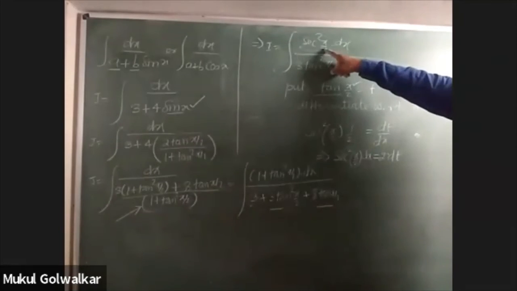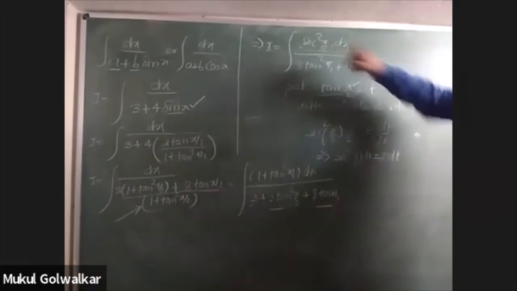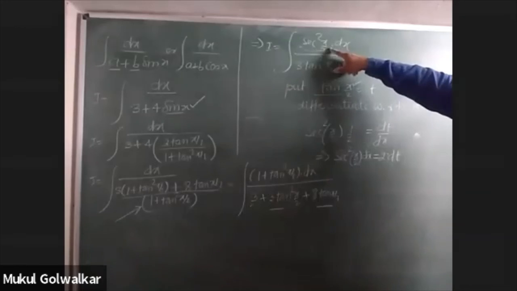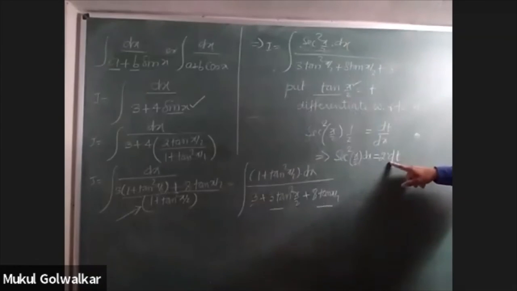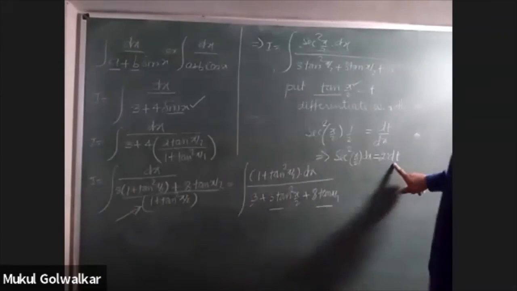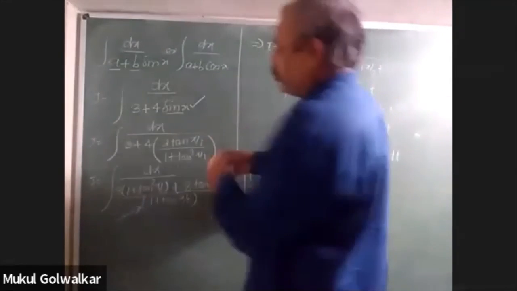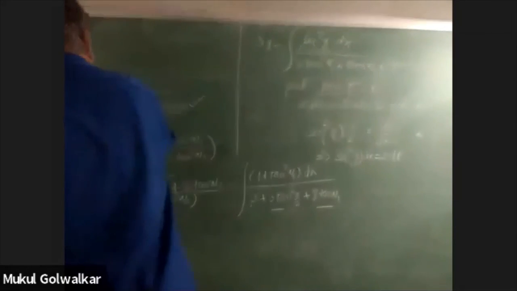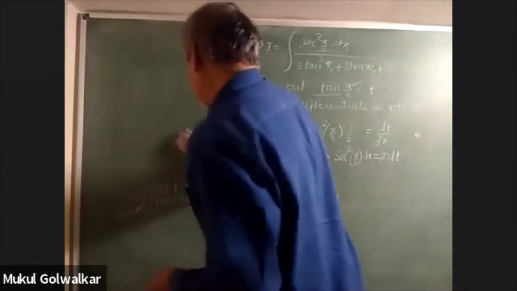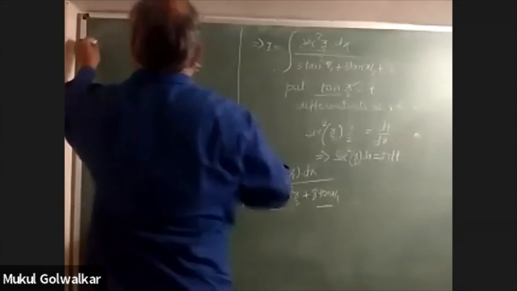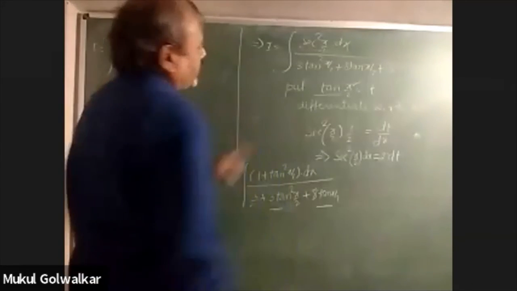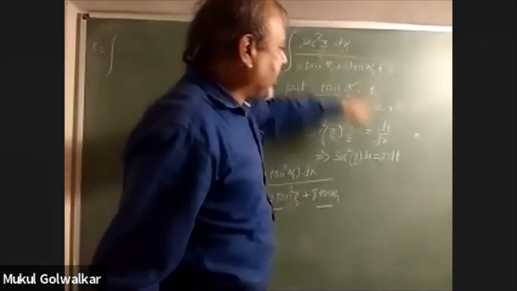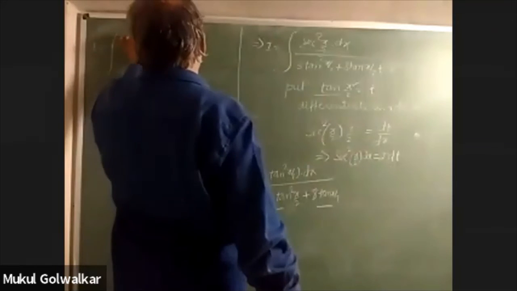Now you see, this is sec square x by 2 into dx. So in place of this numerator, what can we all write? In place of this sec square x by 2 into dx, what can we all write? 2 times dt. Okay. So you see that sec square x by 2 dx was to be replaced by writing 2 times dt. So this is 2 times dt.